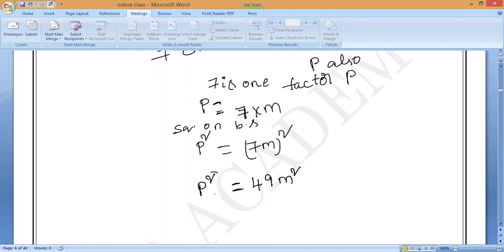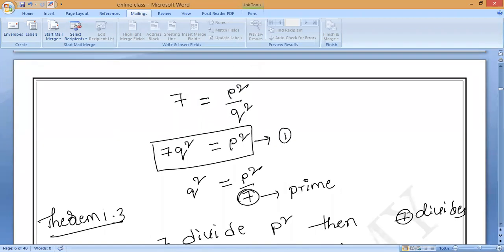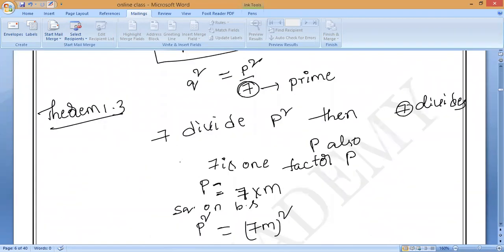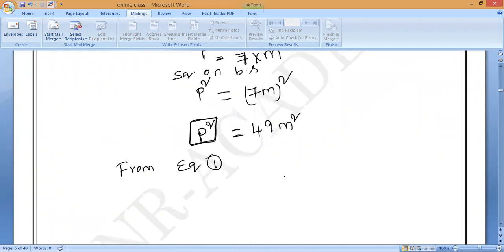What is our P square? See equation 1: P square is equal to 7Q square. See all of you, P square is equal to 7Q square. Good. 7Q square is equal to 49 M square.